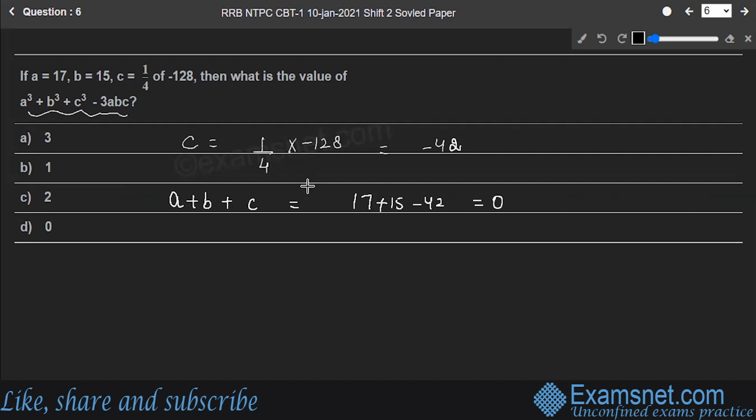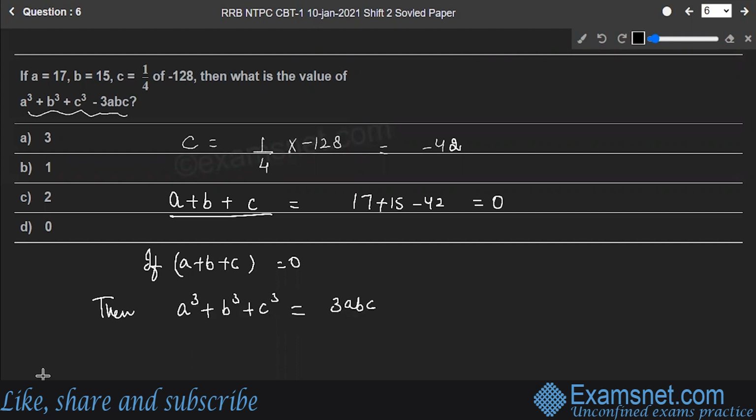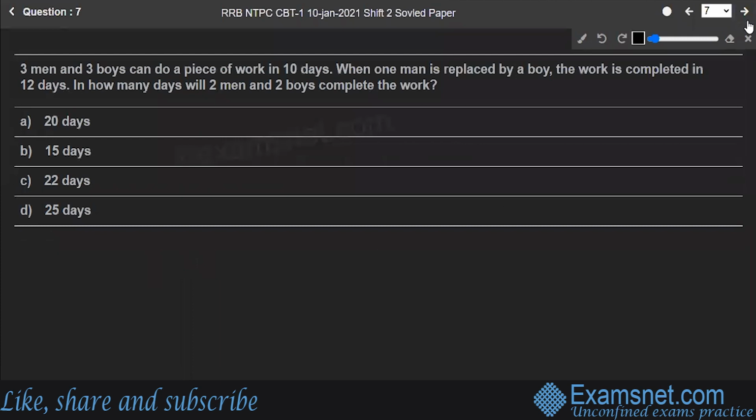Now, one thing. If A plus B plus C is equal to 0, we have a special identity. If A plus B plus C is equal to 0, then A cube plus B cube plus C cube is equal to 3ABC. And you have to find out this, A cube plus B cube plus C cube minus 3ABC. This is equal to 0. So we have option D as the correct answer. Hope you got that. Next is question number 7.